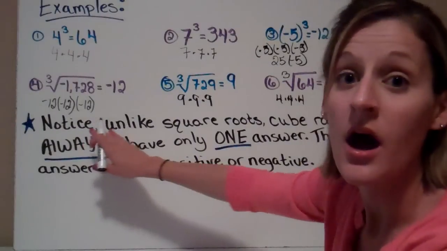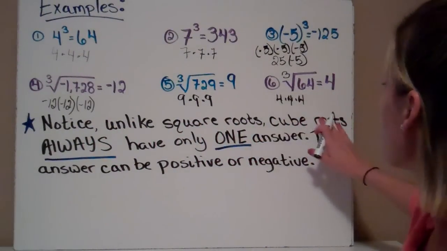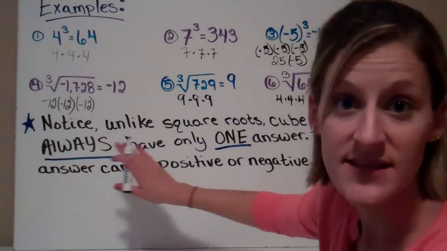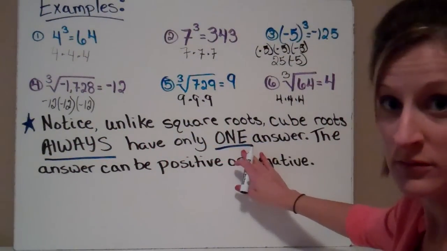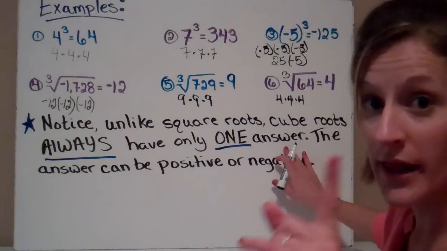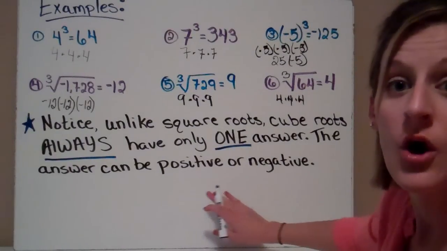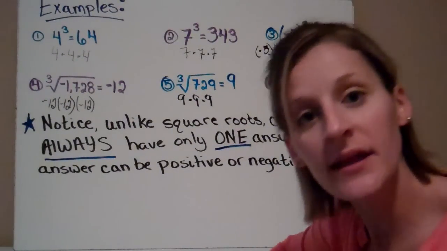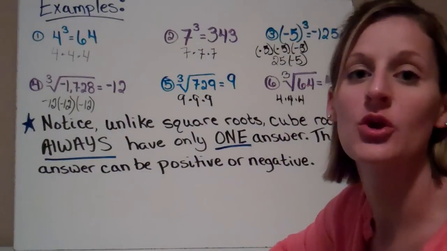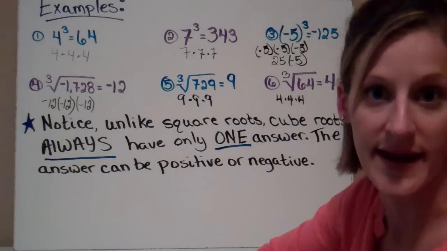Now, notice, unlike my square roots, my cube roots always have only one answer. So they're going to have one root. Also, the answer can be positive or negative, depending on your actual perfect cube, or what your radicand is.